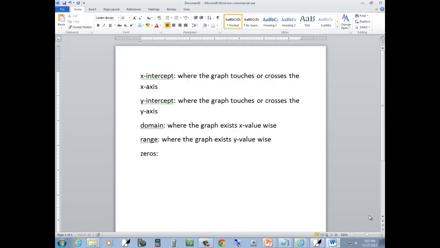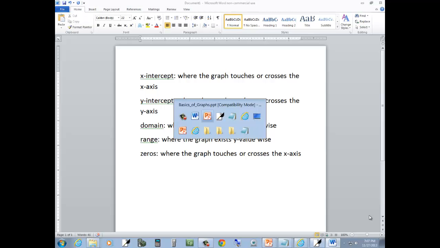We have zeros. This is where the graph touches or crosses the x-axis. That may look familiar. That's the same definition I wrote up there for x-intercept. Well, let's take a look at some problems.